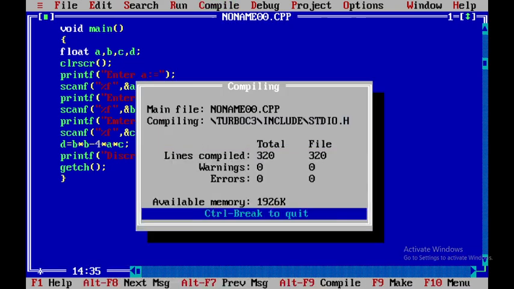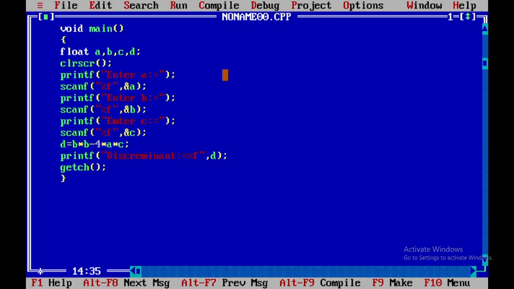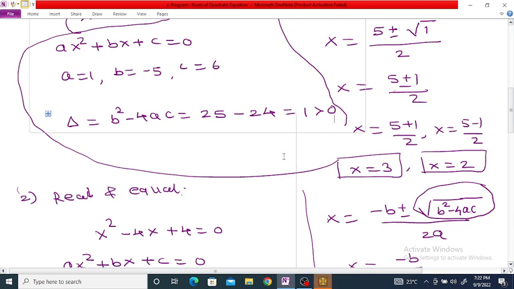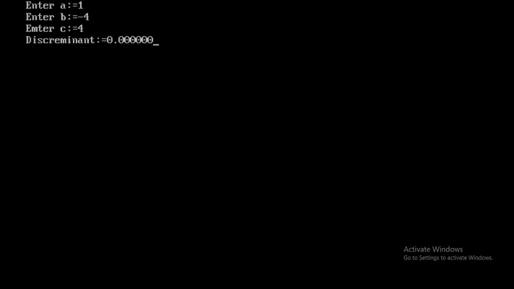So now if you run here, say if we enter the first equation, say a is 1, b is -5 and c is, say, 6, discriminant 1 is correct. You can check what is the discriminant in the first case. Here in the first case discriminant is what? 1. Again, if you run one more time and enter the values 1, -4 and 4, in that case discriminant should be 0.